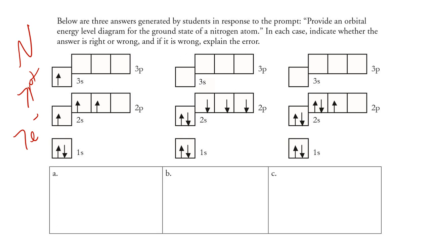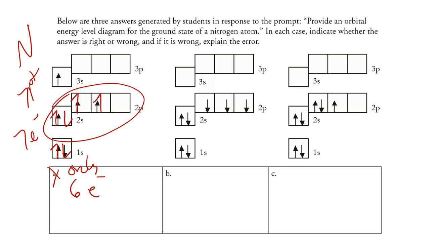So letter A, you have 1, 2, 3, 4, 5, 1, 2, 3, 4, 5, 6. So first of all, it's wrong. Because there's only 6 electrons and you need 7, and also here you're not pairing up. You need to pair up first. So it should have been 1, 2, 3, 4, 5, 6, 7.